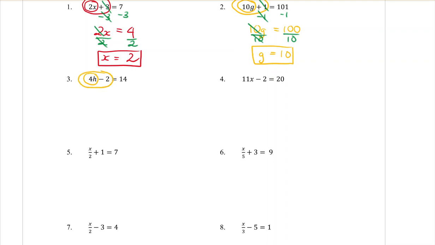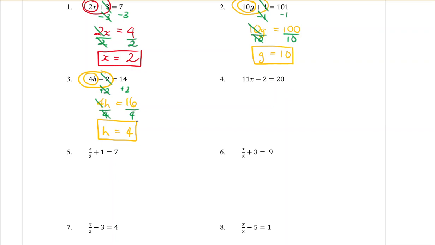So those are the layers. First thing you should be doing is adding 2, crossing off. You should then have 4g, 14 plus 2 is 16. And then divide by 4. So how did we go? Did everyone get h is equal to 4? Okay, let's keep going.